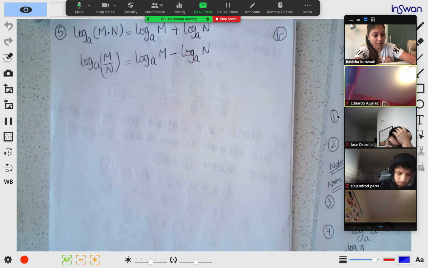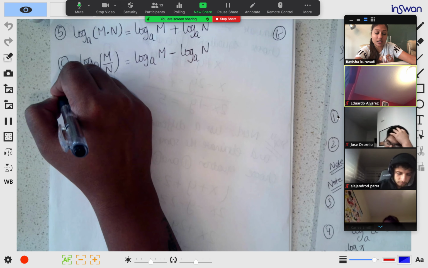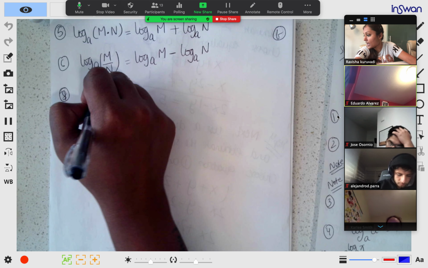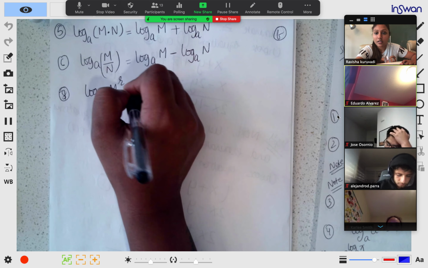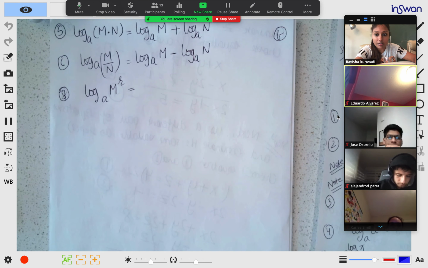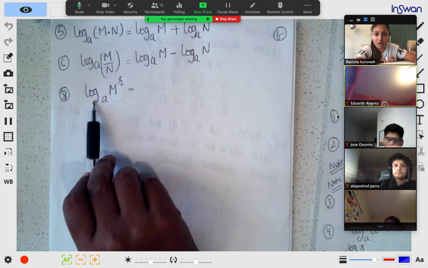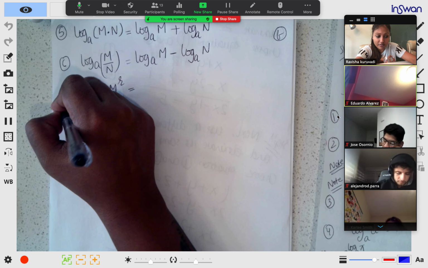Another thing, so this is the 6th property. The 7th property which we are learning is if you have log base a of m to the power of r. This is r, guys, this is r. If you have log base a and m is raised to power r, you know what log does? This is a very, very important property here.